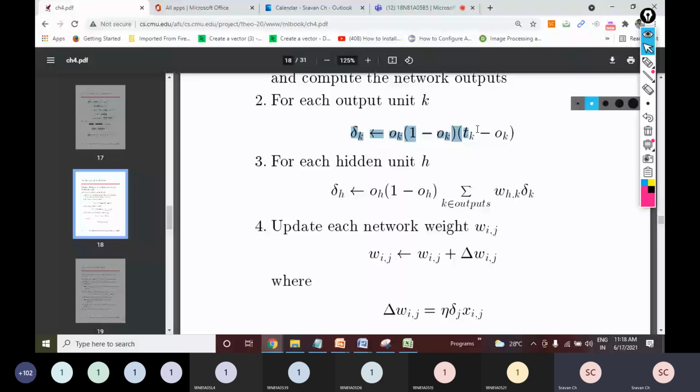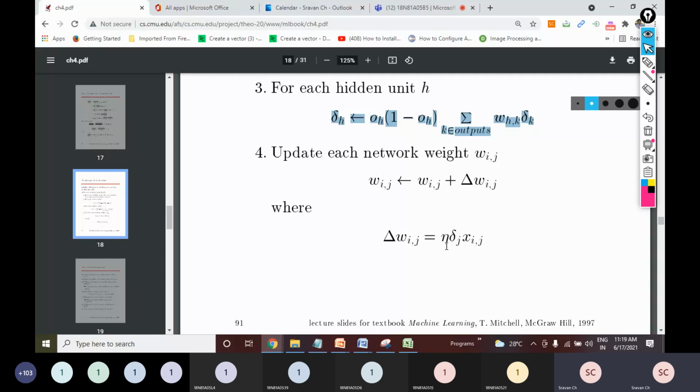This is backpropagation, my dear friends. In step 2, I am trying to find the error. In step 3, I am communicating the error back to my previous layer, and I am updating my weights using wij equals wij plus delta wij. Now you know very well what this delta is. Delta is nothing but the gradient. Now coming to the gradient, how do I calculate it? Delta wij is equal to n into delta j into xij.